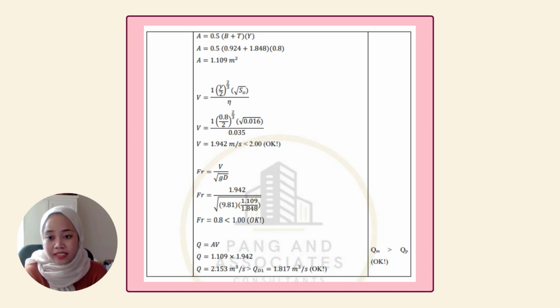From the calculation that we made, Q equals AV, which is 1.109 times 1.942, equal to 2.153 meter cube per second, which is larger than QD1, which is equal to 1.817 meter cube per second. This shows that our design is okay.